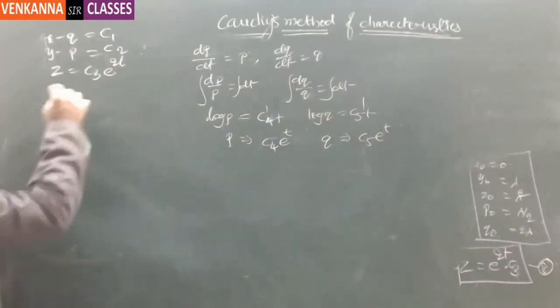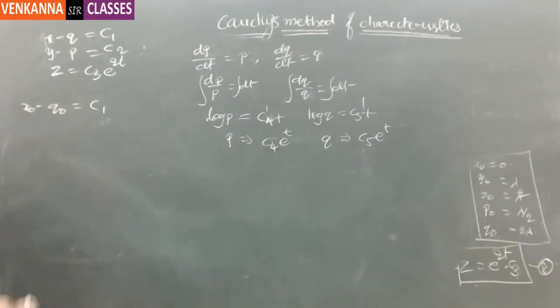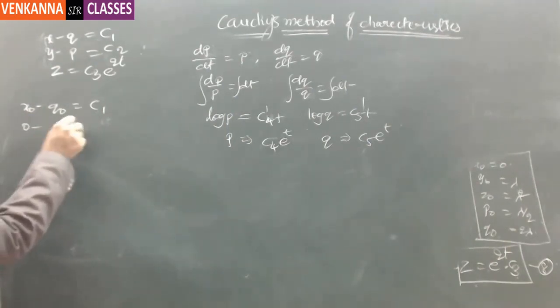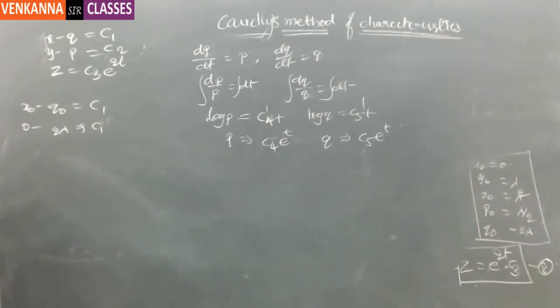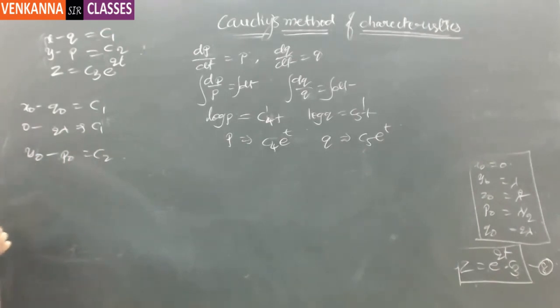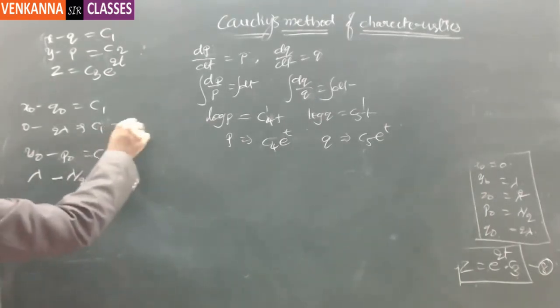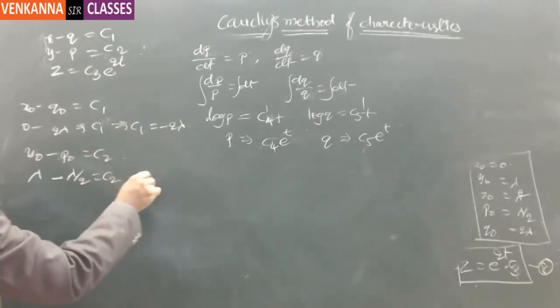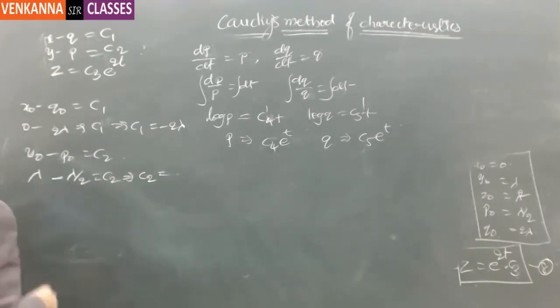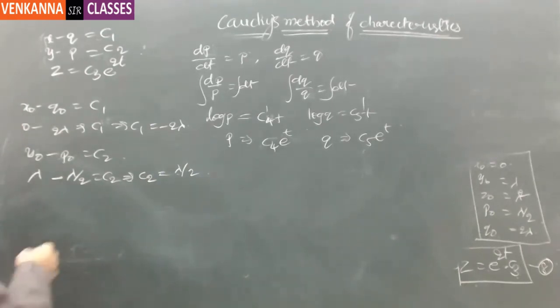So those initial conditions, if you substitute here, x naught minus q naught is equal to c1. Now these are the parametric forms. x naught is 0 and then minus 2 lambda equal to c1. Another equation is y naught minus p naught equal to c2. Then y naught value is lambda and minus p naught value is lambda by 2, equal to c2. So it implies c1 is equal to minus 2 lambda and c2 is equal to lambda minus lambda by 2. So this is again lambda by 2.